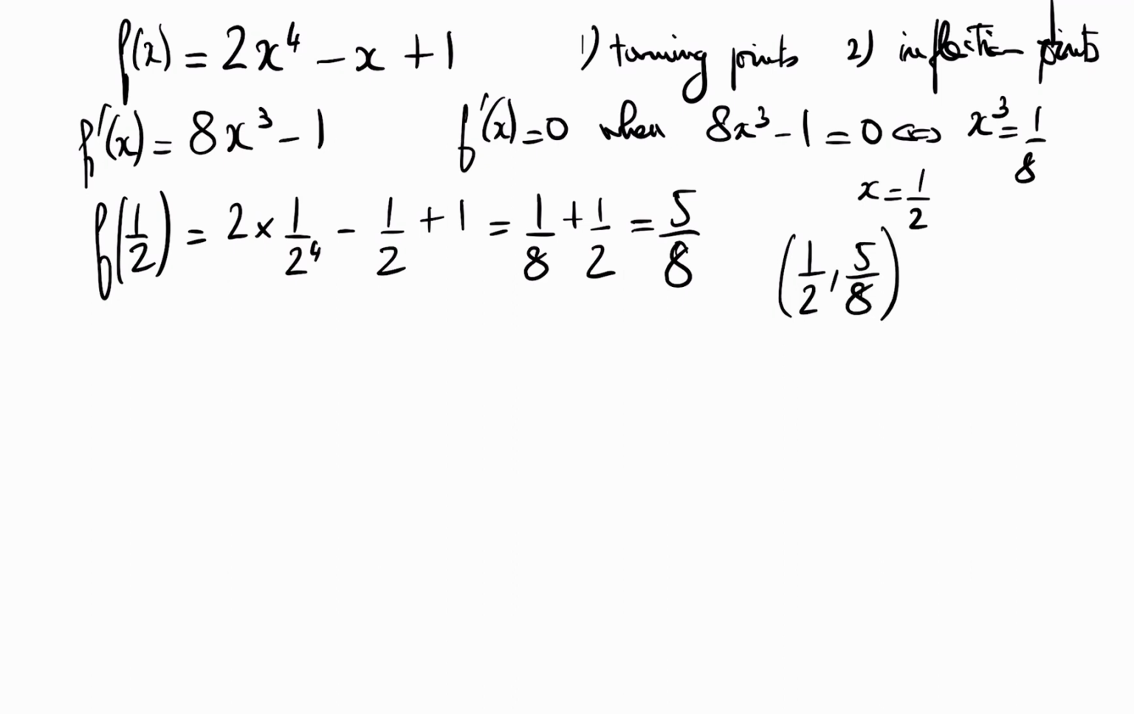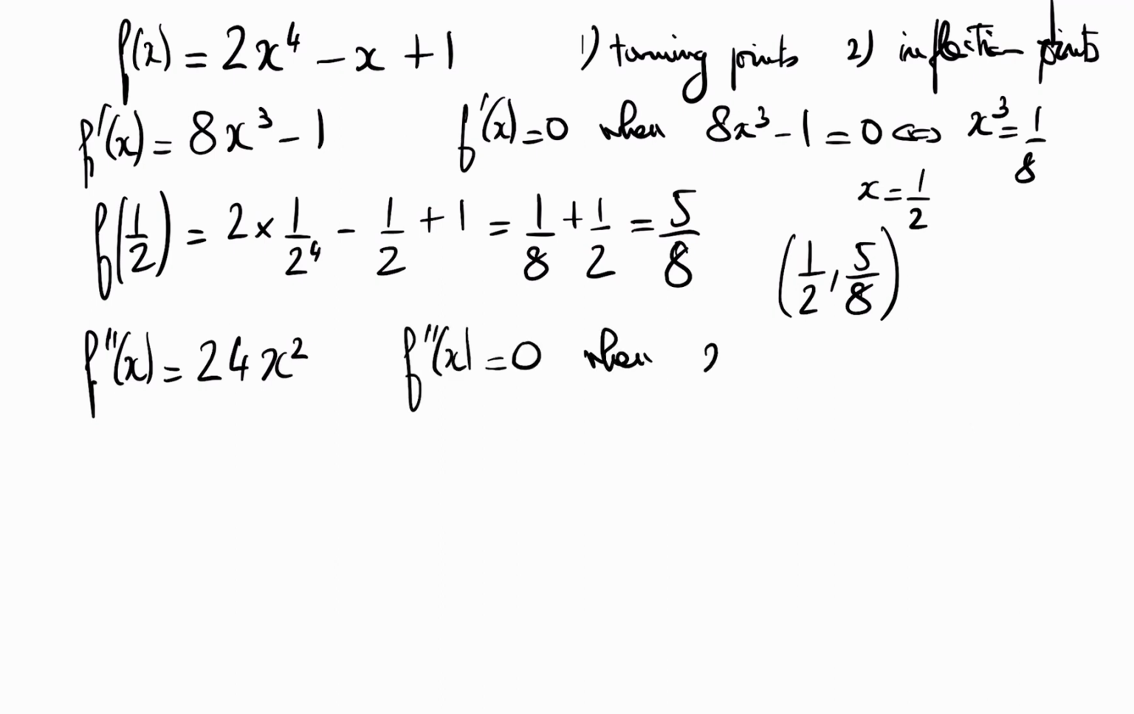Okay, so now the inflection point, f double prime. f double prime is the derivative of the first derivative, so that's 24x squared. So f double prime of x equals 0 when x is equal to 0. And at x equals 0, f of 0 is equal to 1, so there must be an inflection point at (0, 1).